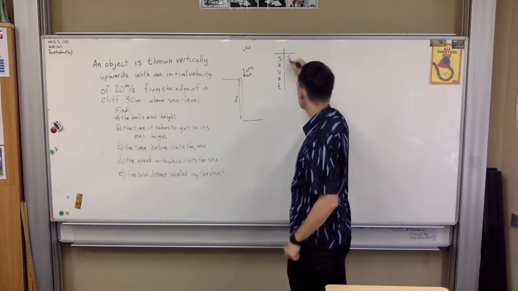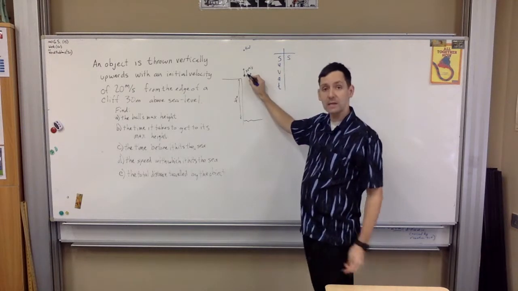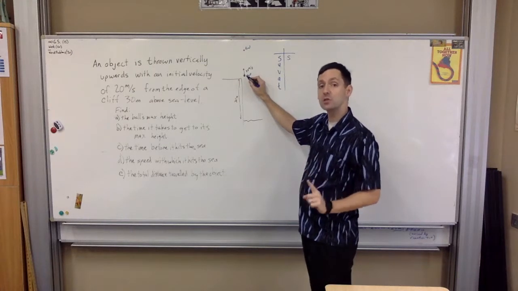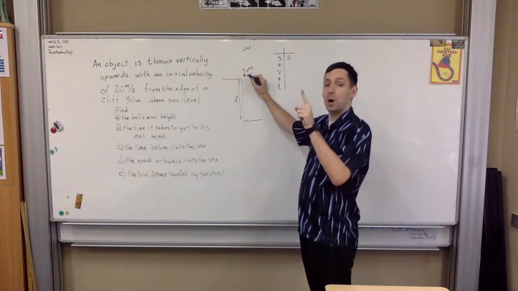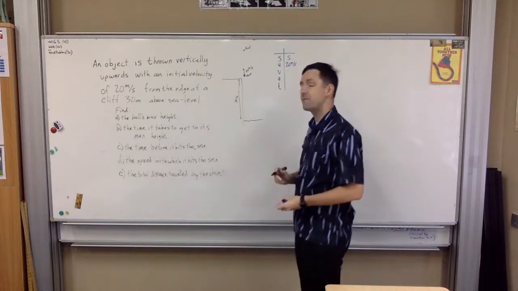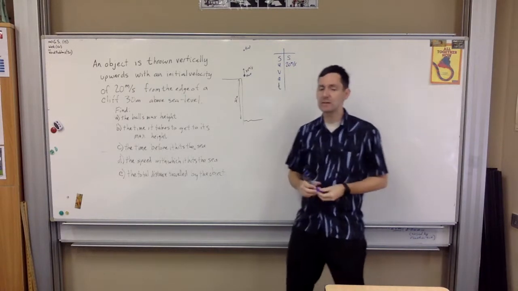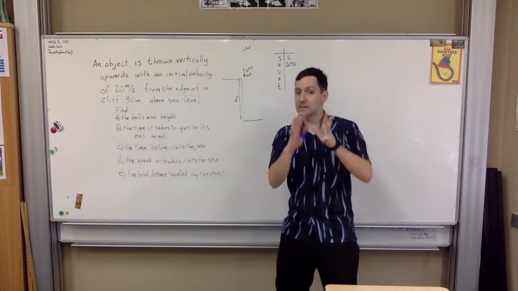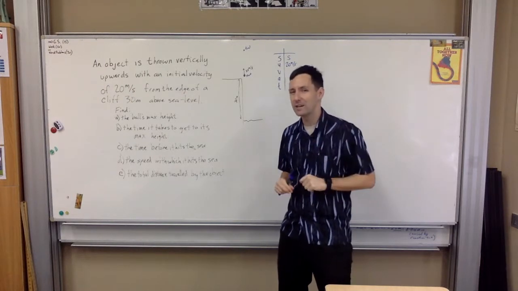So S. Okay? U is the initial velocity. It's 20 meters a second. It's 20 meters a second upwards, so I'm going to make that positive. So 20 meters per second. Okay, the final velocity. Now this is a little bit tricky. It doesn't actually explicitly say this is the final velocity, but you know what it is.